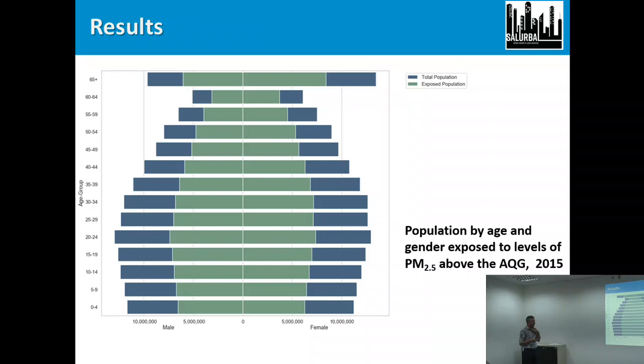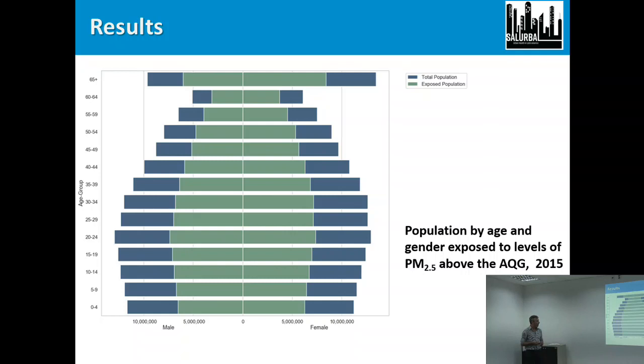A bit of an increase in exposure among the elderly. Those 65 and over, in general, are more exposed than the young generation, and this might mean that the elderly are living in more central areas, which are usually more polluted.